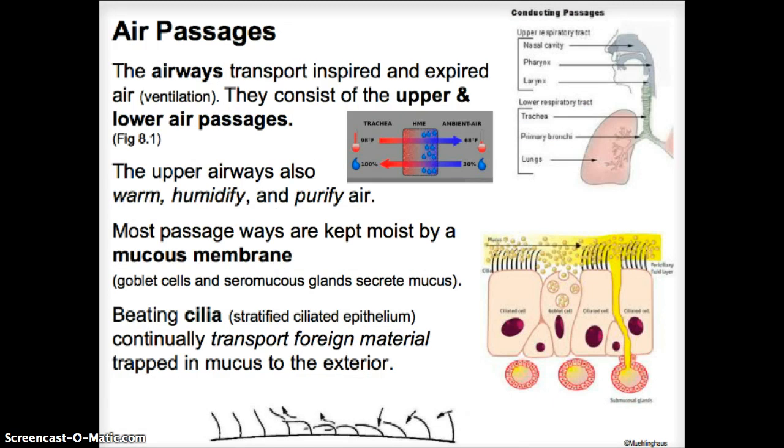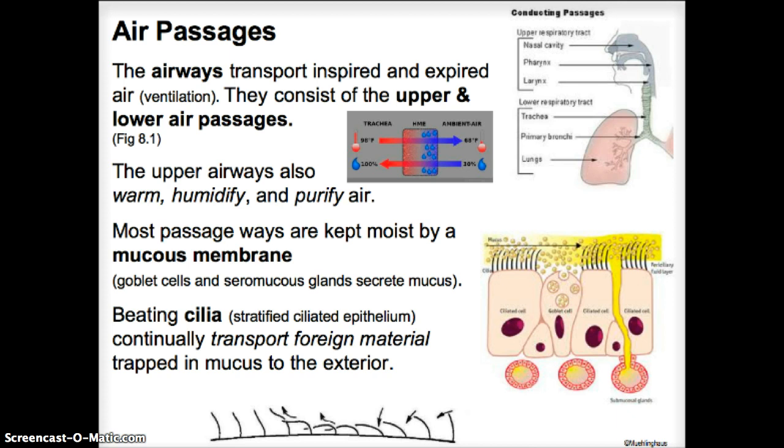The airways transport inspired and expired air. They consist of the upper and the lower air passages. So that's ventilation, just bringing the air into the lungs. The upper airways serve as a passage, but they also warm and humidify and purify the air. Most passageways are kept moist by a mucous membrane.